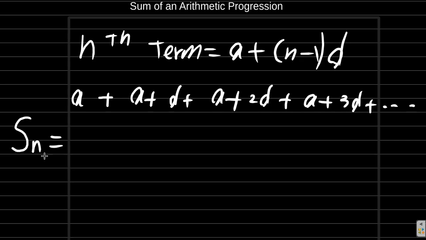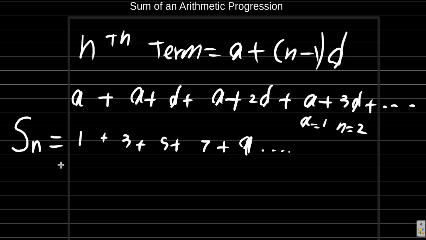Suppose we consider, for example, let's say a is 1 and d is 2, like we did last time. It's 1 plus (1 plus 2) is 3, plus (3 plus 2) is 5, plus 5 plus 2, which is 7, plus 2, 9, and so on and so forth. That's the sum of this arithmetic progression: 1 plus 3 plus 5 plus 7 plus 9, and so on.